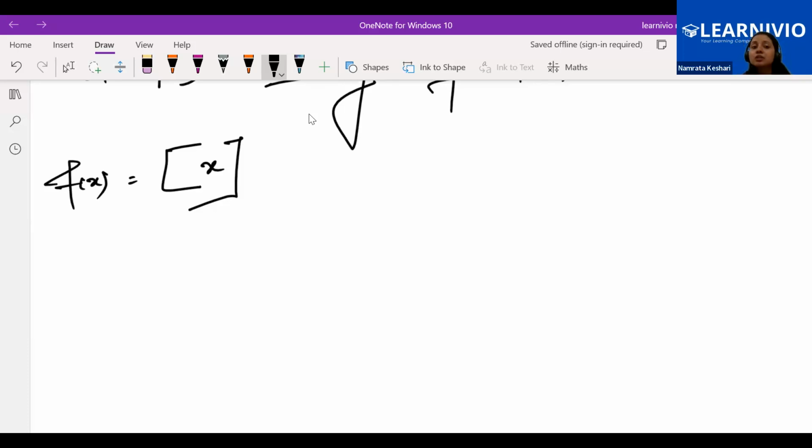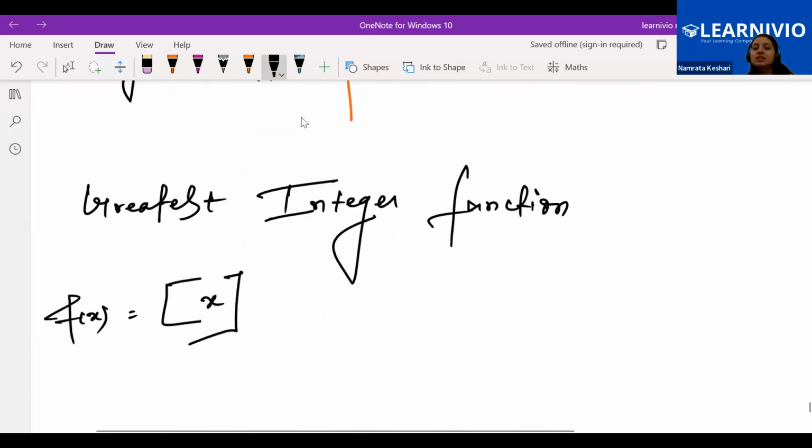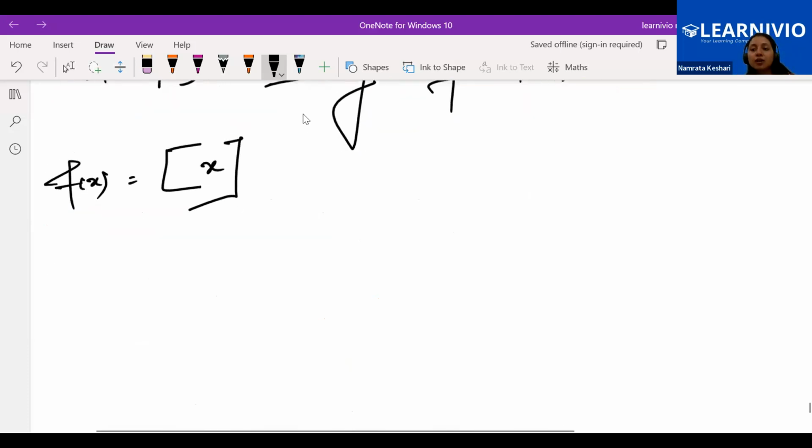How will it give you the result? You can take any x value. You can take an integer number, you can take a decimal number, anything. But the output will always be an integer. That's what the name says, greatest integer function. It will always give an integer as the answer. Suppose you have taken 2.5 inside this rectangular box.